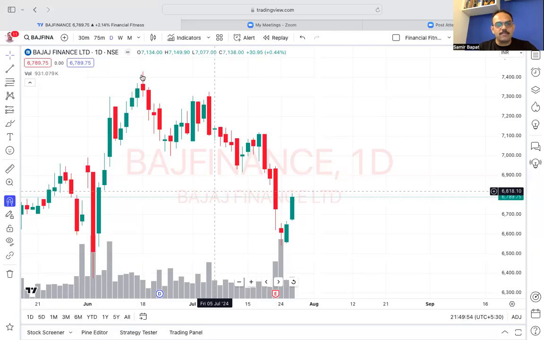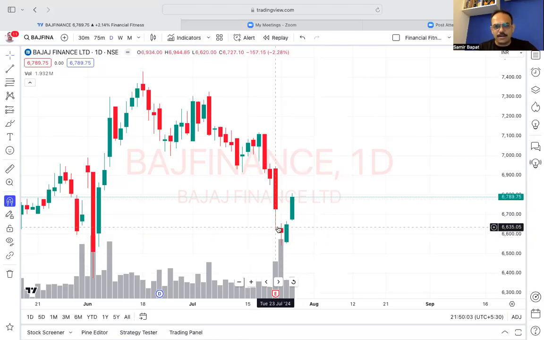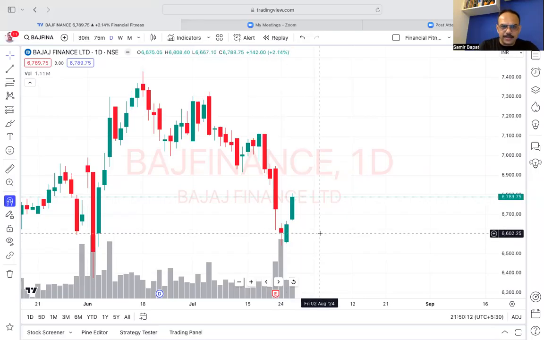Now condition number one is the price should be coming down. Is the price coming down here from here? Has the price been in a downtrend? Yes. There has to be a downtrend for it to be reversed. We are reading a reversal pattern. Okay, rule number one is clear.